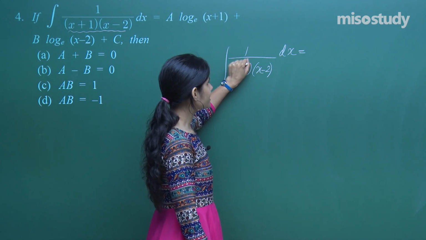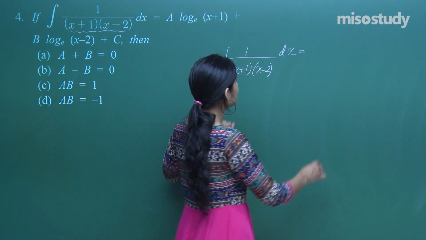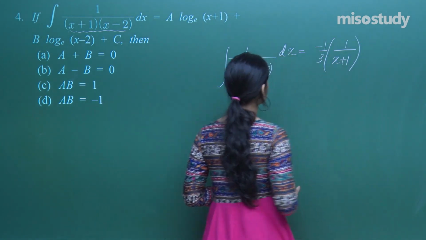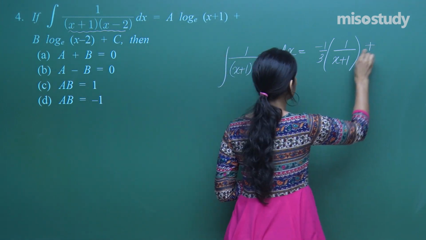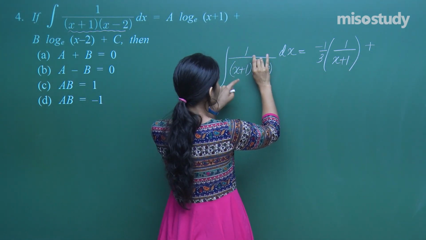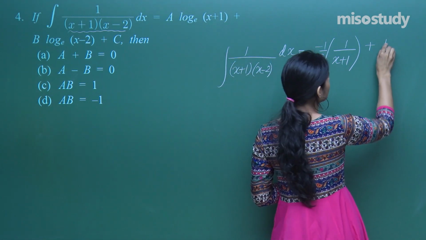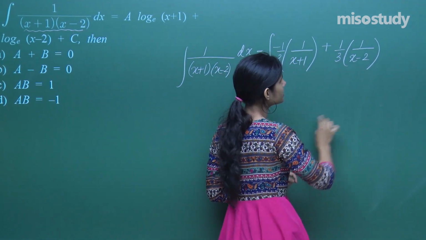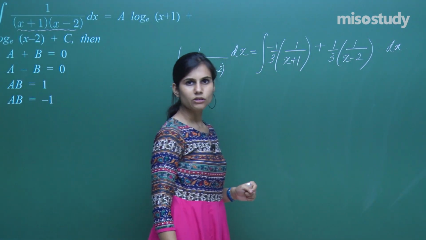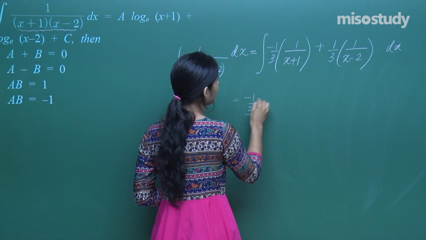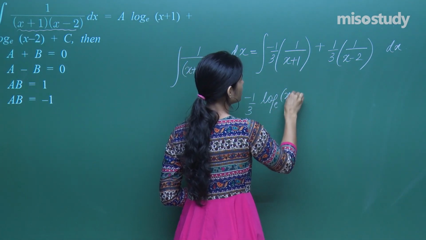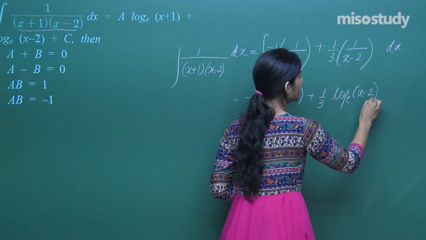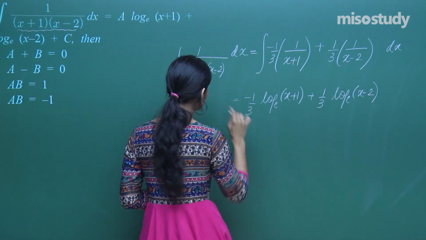Just ignore this expression, put x equals minus 1. You get 1 upon minus 3 or minus 1 upon 3 times 1 upon (x plus 1). That's what you get. Plus, if you put x equals 2, not in this expression, in the rest of the expression, x equals 2 gives you 1 upon 3. So you get 1 upon 3 times 1 upon (x minus 2), and you need to integrate this now. Now it's very, very easy. This gives you minus 1 by 3 log of (x plus 1) plus 1 by 3 log of (x minus 2).